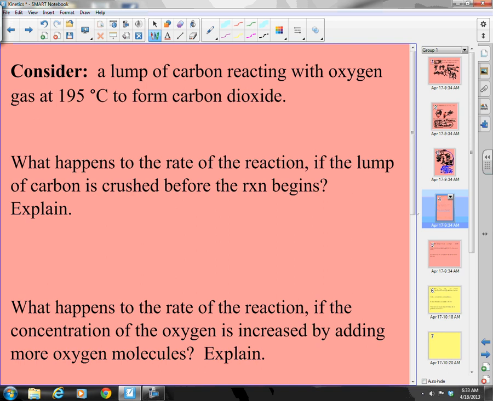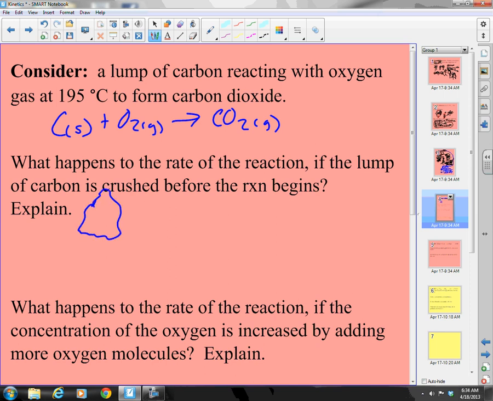So consider a lump of carbon reacting with oxygen at 190 degrees, 195, to form carbon dioxide. Okay, so we know the reaction. I have a lump of carbon plus oxygen gas, and it's going to form carbon dioxide gas. Okay, and it's a lump of carbon, right? So that means I have a big blob of carbon. Here's my big blob of carbon. There's a whole bunch of carbon atoms in here, and it's all a big, like a piece of charcoal. You know, that's what we mean by a big lump.